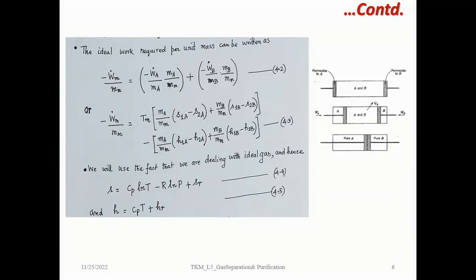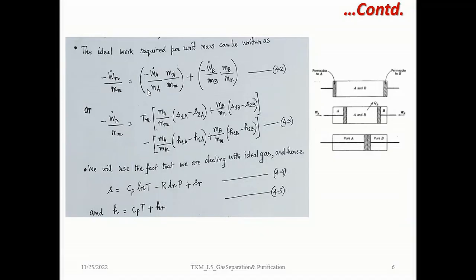Similarly, per unit mass of the mixture, W dot M divided by M dot M, which is the unit mass of the mixture. Now, since only two gases are involved here, this is equal to minus W dot A by M dot A into M dot A by M dot M, this is for the first gas, plus W dot B by M dot B into M dot B by M dot M. Or in other words, what we are writing is minus W dot A by M dot M plus W dot B by M dot M, with a negative sign. We were just introducing M dot A and M dot B in between.